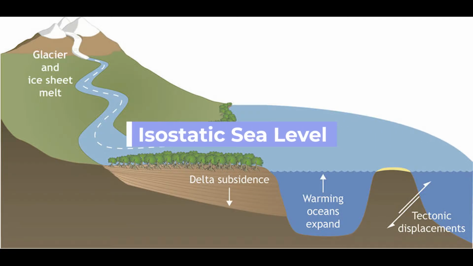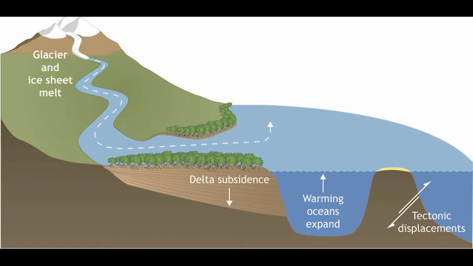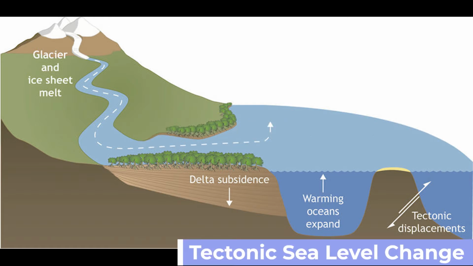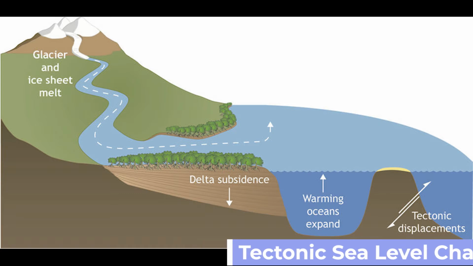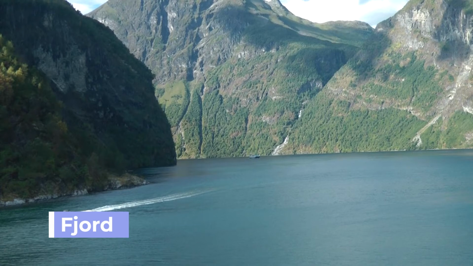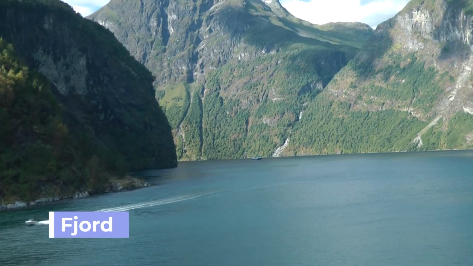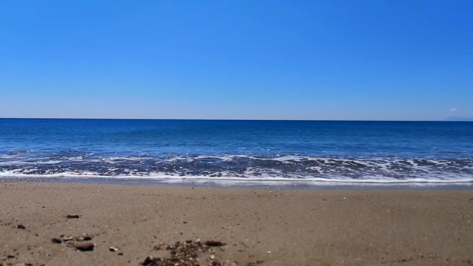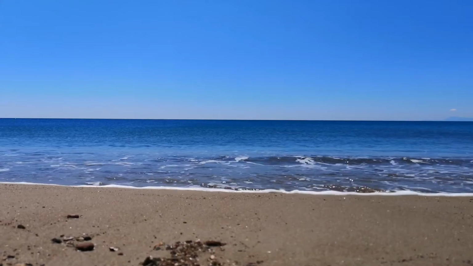Isostatic sea level changes are local effects caused by uplift or subsidence of continental crust, typically because of the gain or loss of glacial ice. Tectonic sea level changes are related to plate interactions. Net sea level rise leads to development of estuaries and fjords, while net sea level drop creates uplifted marine terraces and beaches.